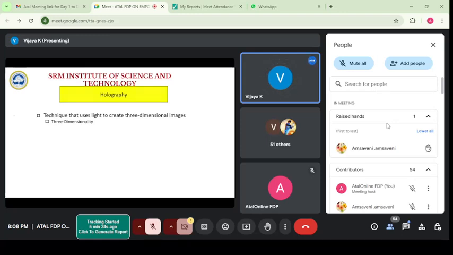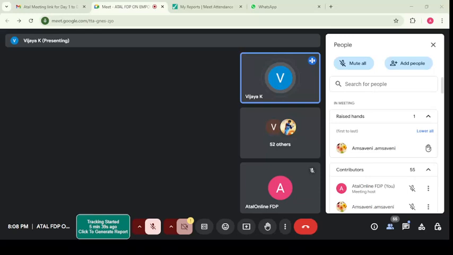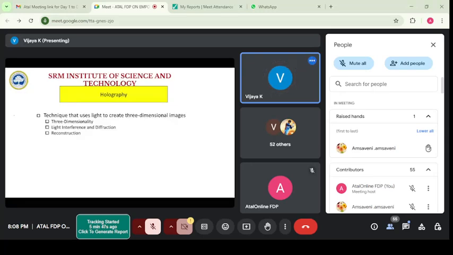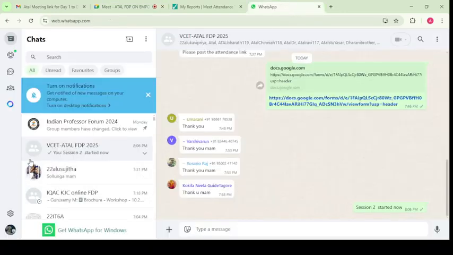Apart from that, the interference and diffraction concepts of light are going to be helpful for us to bring it live in front of the persons. And a reconstruction of the image is going to happen, which makes the viewer consider that the real image is in front of them, whereas the technology works like this.